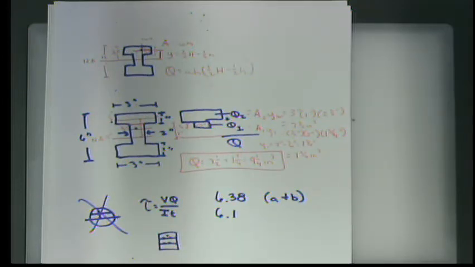Okay? 6.1 also asks you a little bit about something called shear flow or shear per nail. I'm not asking you to do that. I just want you to find V, Q, I. You don't even have to find thickness really, but if you wanted to, you could. All right? Do you guys have any questions?